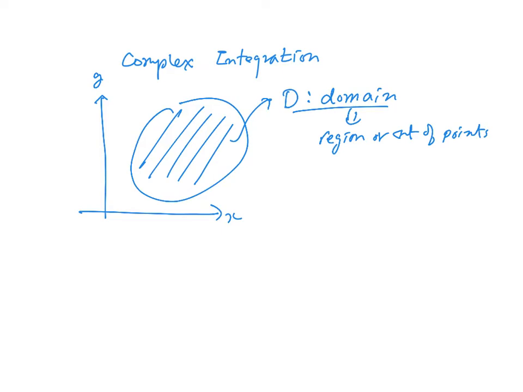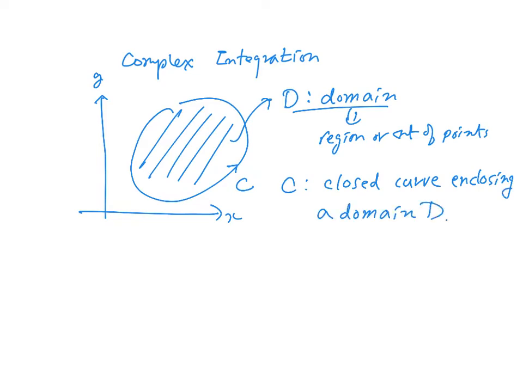And you can call C a boundary, a closed curve enclosing a domain D. So C is some kind of closed curve that encloses the domain.